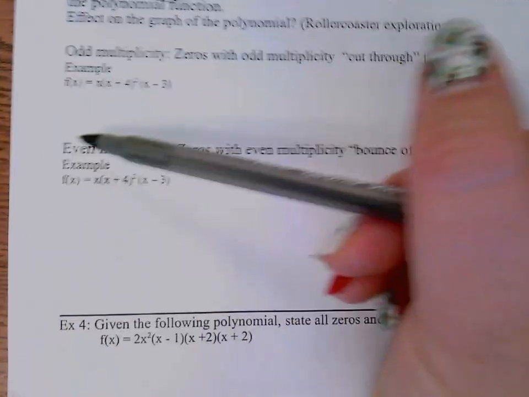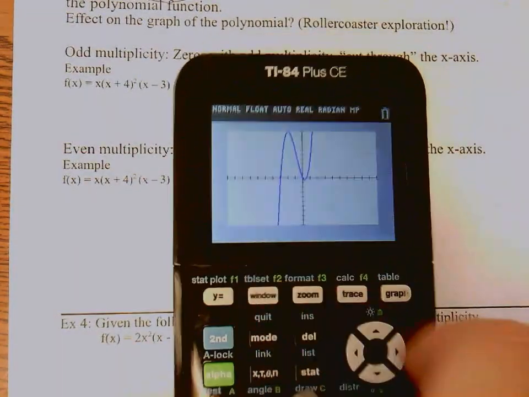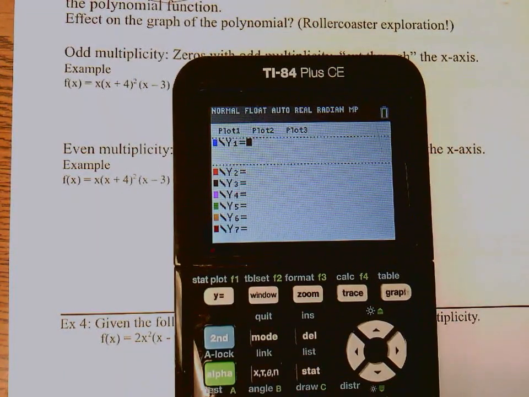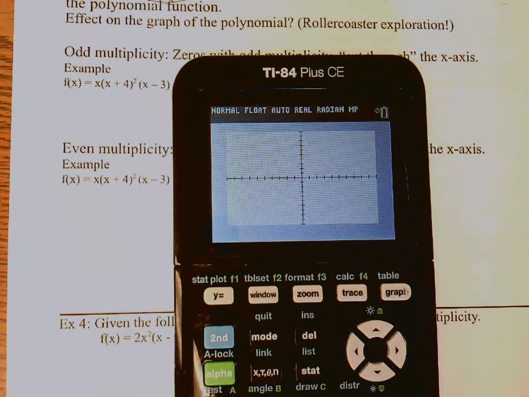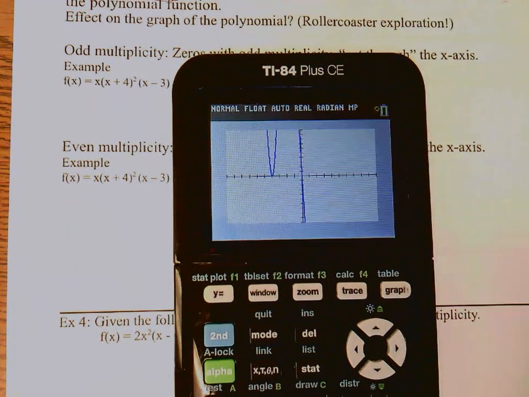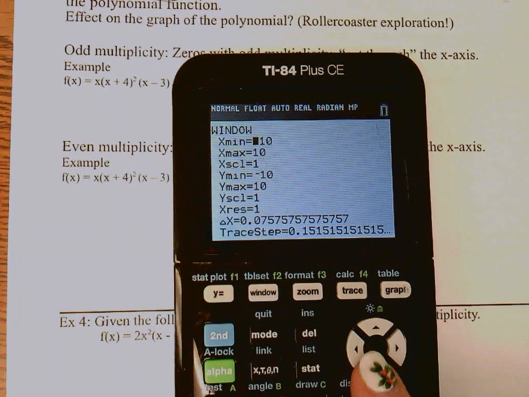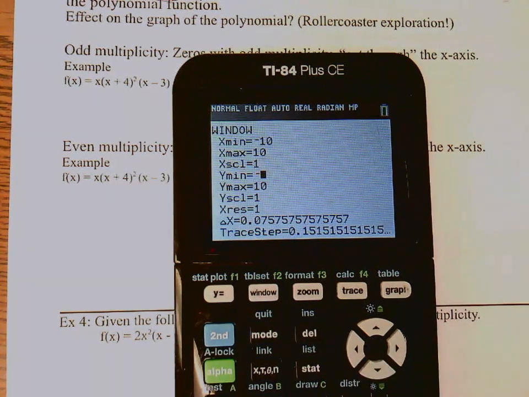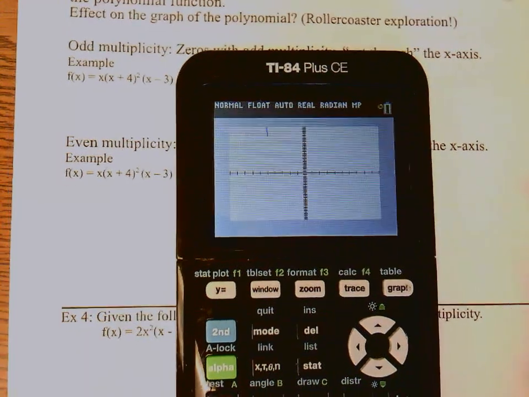So in this second example, I want us to graph this function. This function is the same function written twice. So x times (x plus 4) squared times (x minus 3). You can just look at my graph. Oh, it jumps up pretty high and pretty low. I'm just going to change my window real quick so you can see the whole function. So if I change my y min, y max. So here comes my graph.